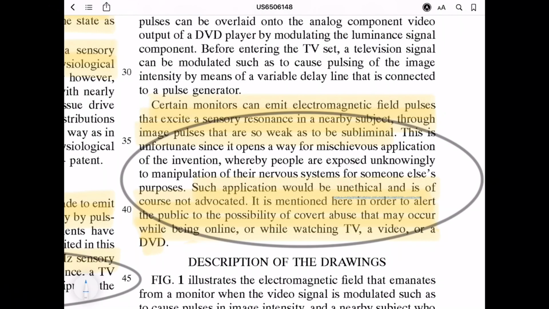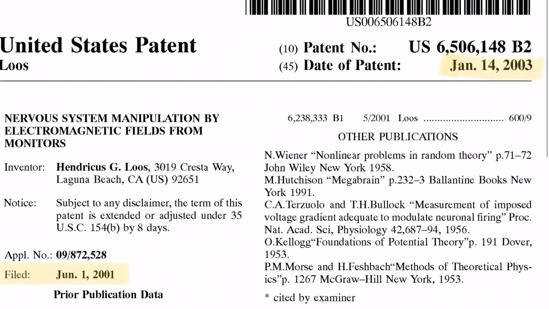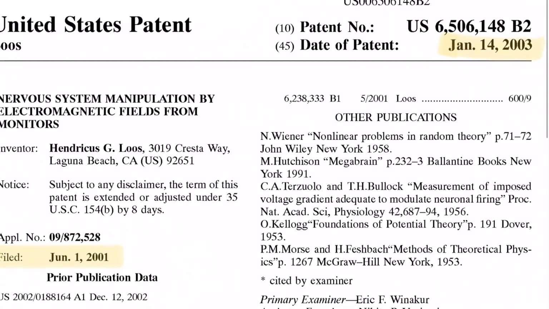Now, again, friends, this is the patent, United States patent, dated January 14, 2003.